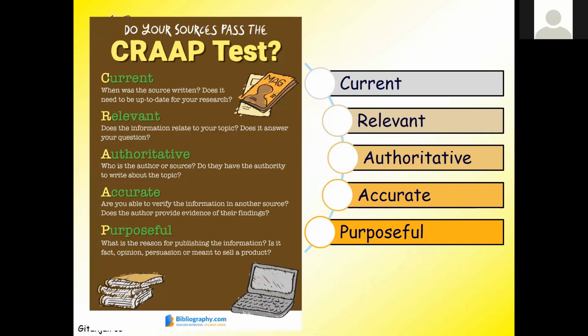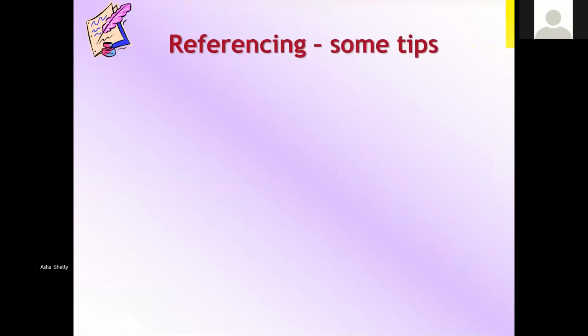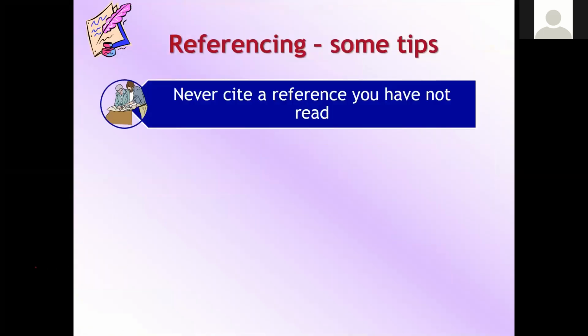Purposeful means that whatever has been published should be a fact. It should be for science purposes, not meant for selling a product or something like that. Okay. So never cite a reference you have not read. I have told this many times before also. When you are citing a reference, make sure you have read the full paper. Read means read the full paper.